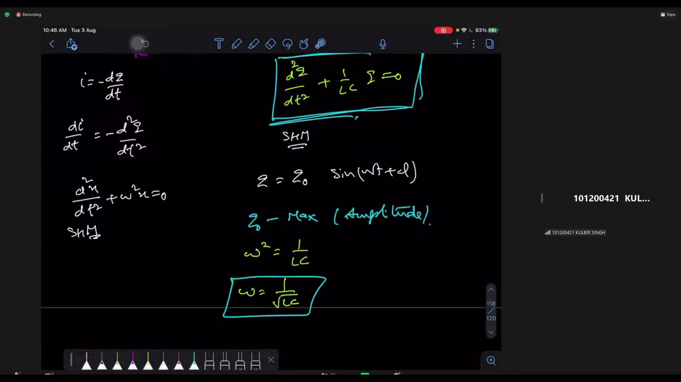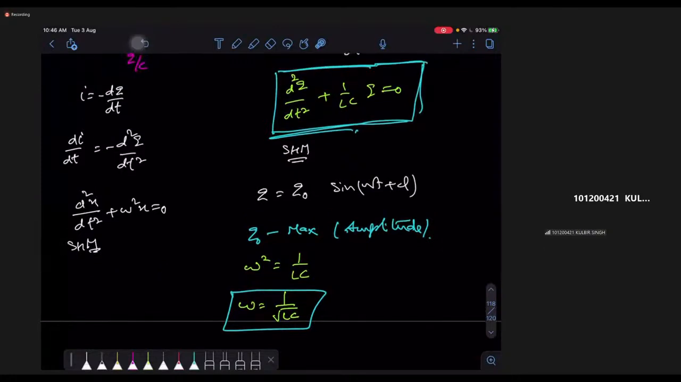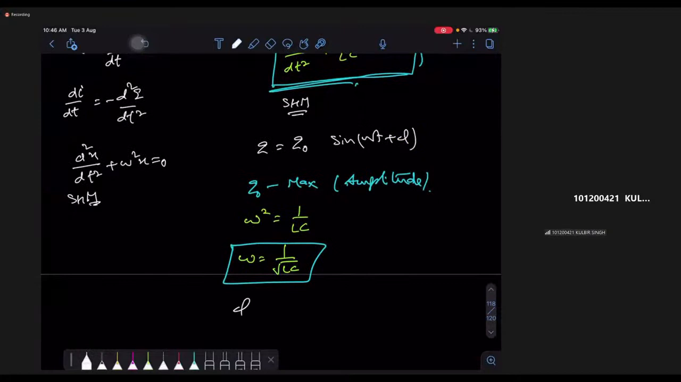Just like our spring block system has left and right oscillations, in the same way here the charge is oscillating. And what is this factor of phi? It is just like in SHM, remember, it's the initial phase. So phi represents our initial phase.